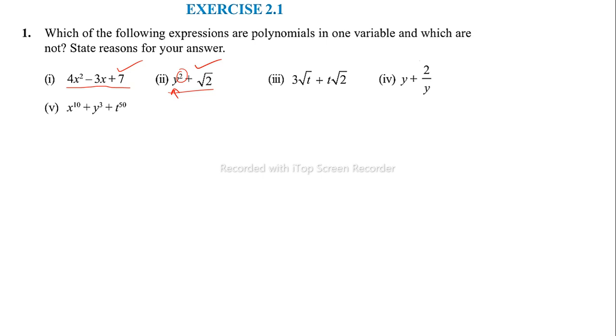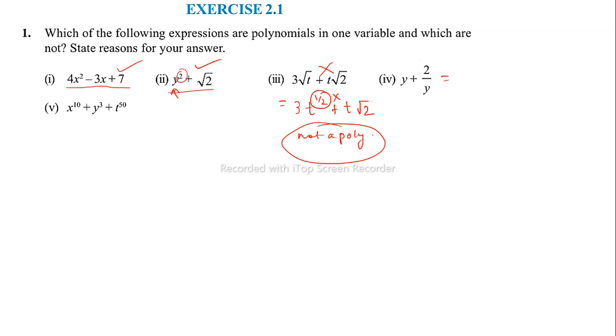Moving on to the third bit, 3 root t plus t root 2. Root t is nothing but t to the power of 1 by 2, plus t root 2. So here we see that one of the powers of t is 1 by 2, and 1 by 2 is not a whole number. Since it is not a whole number, this is not a polynomial. Although only one variable is used, still it is not a polynomial.